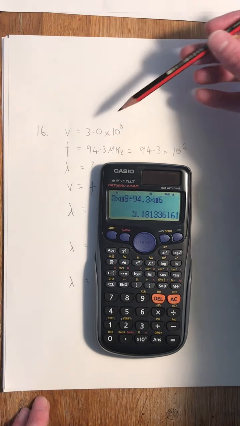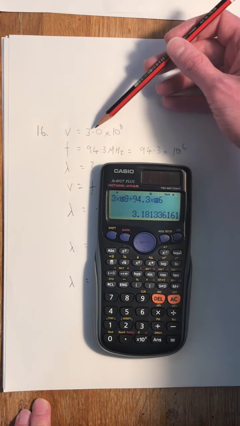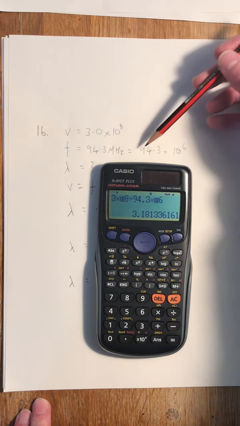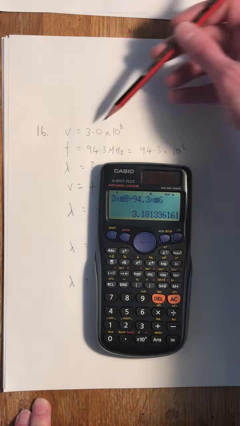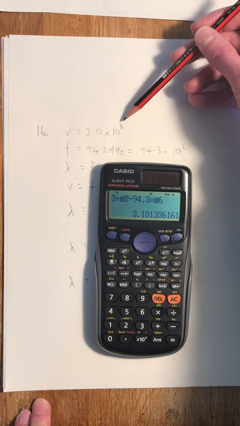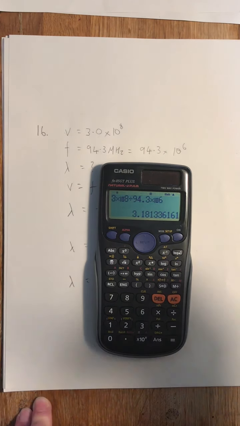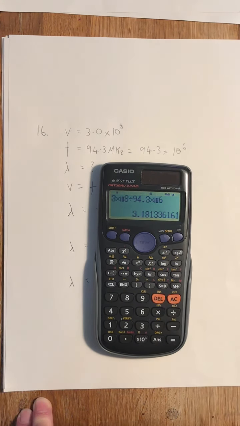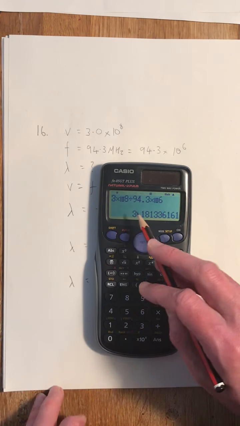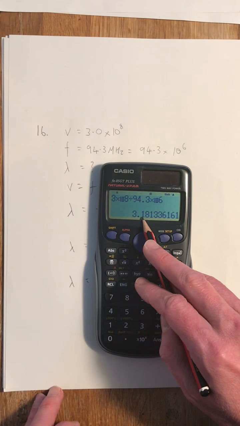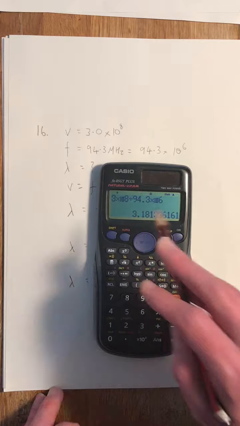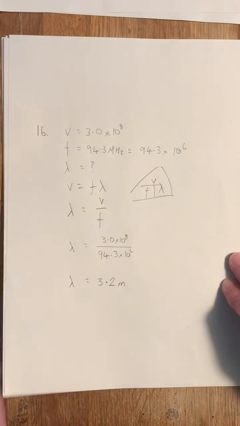The fewest number of significant figures there is in the 3.0 times 10 to the 8. 94.3 has given us 3 significant figures, but just 2, we use the fewest. So that should be to 2 significant figures from the fewest number of values used in the question. So that would round to 3.2. The 1/8 would round up to 0.2, so it's 3.2 meters.